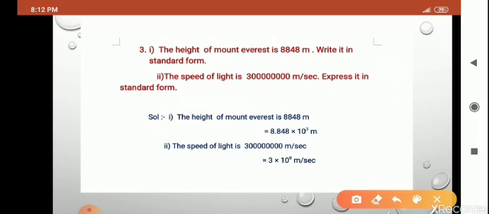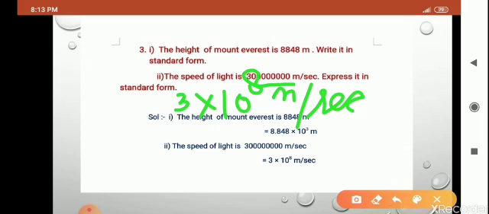Express it in a standard form. So first of all, here the first number is 3, we write 3, then we mark 0, but there is no need of decimal because all the numbers are 0 after 3. Multiply 10 to the power. Now count the number of digits after 3. So here the digits are 1 2 3 4 5 6 7 8 zeros, that is 3 into 10 to the power 8 meter per second.